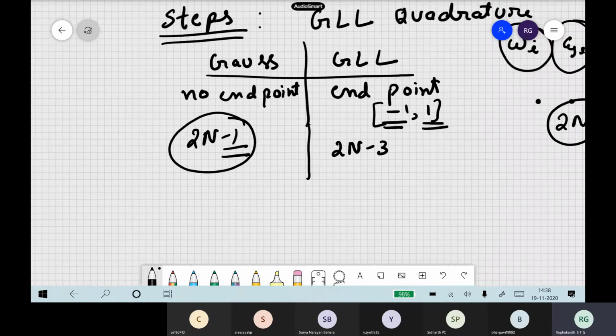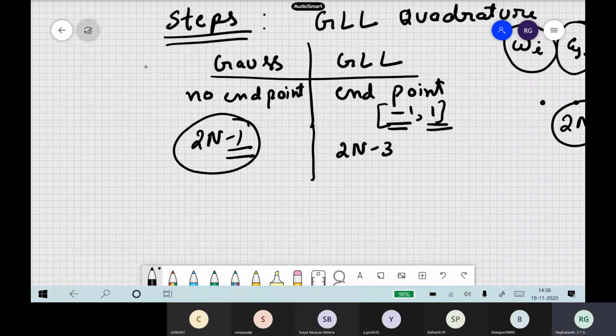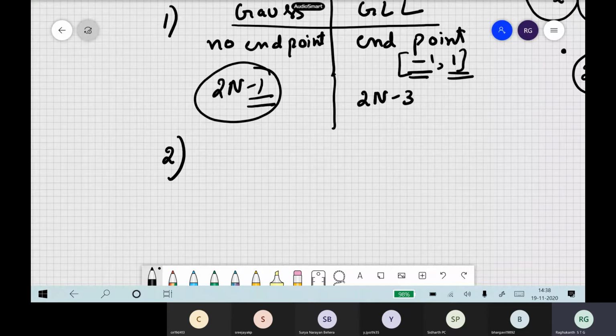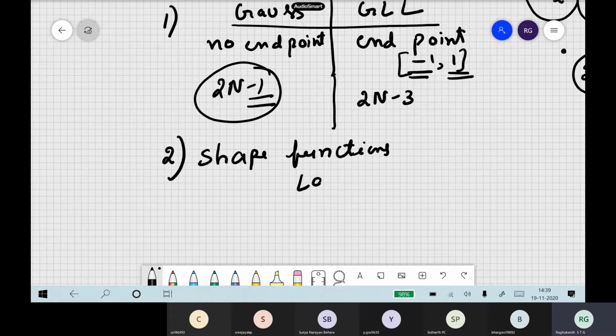Now, what is another important step compared to FEM? This is one step. Compared to FEM, what type of polynomials are we using here for interpolation? The shape functions use Lagrangian polynomials. So these are the polynomials which are used in SpecFEM.